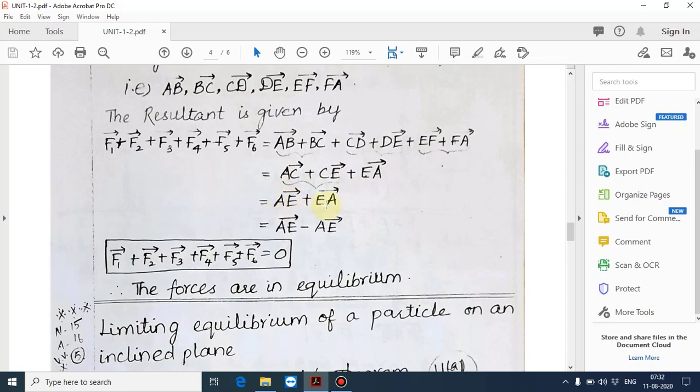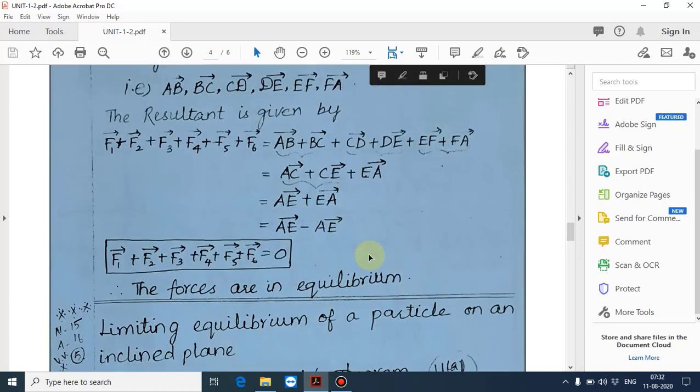Next you see, AC plus CE means AE. The AE plus EA can change in magnitude and direction, so AE minus AE is equal to 0. Therefore F1 plus F2 plus F3 plus F4 plus F5 plus F6 is equal to 0. The forces are in equilibrium. Hence we prove the theorem.